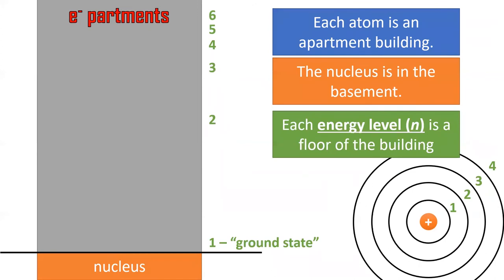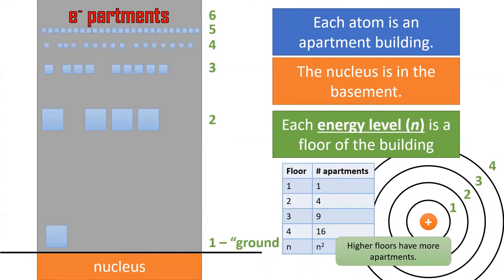Each floor of the building represents an energy level. The higher up we go, the higher the potential energy of the apartments. In this strange apartment building, we can fit more apartments the higher up we go. The ground floor, floor 1, can only fit 1 apartment, but the fourth floor can fit 16 apartments.